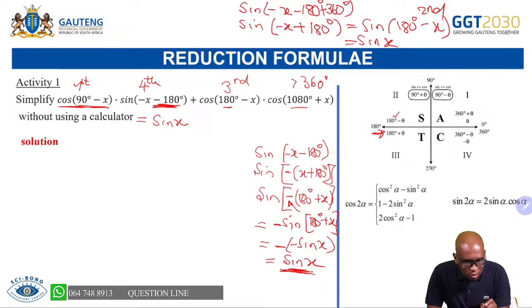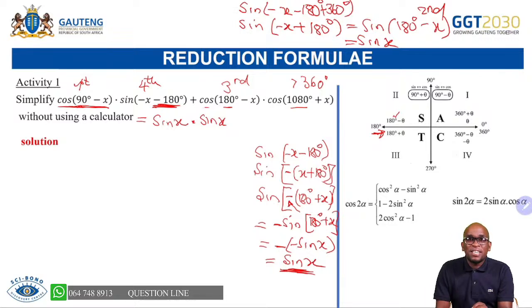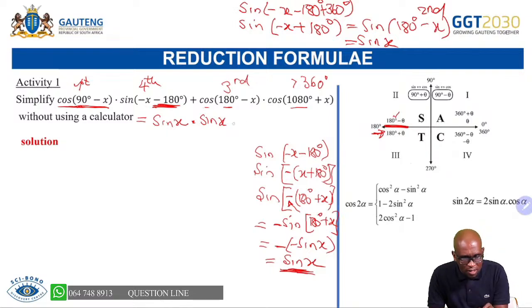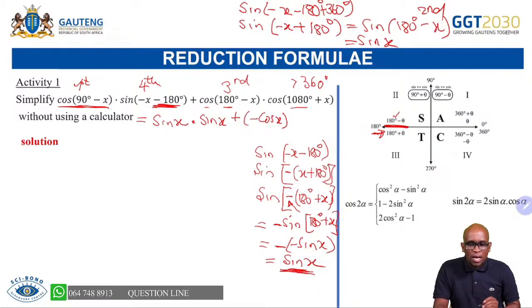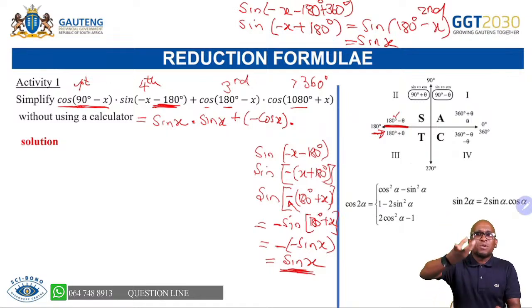So now let's look at that. We said this would also be positive sine x. Now, if we look at the cosine of 180 minus x, it is in the second quadrant and the cosine is negative in the second quadrant. So this is plus negative the cosine of x. And then now we are looking at a multiple angle. We have 1080. Because it's multiple rotation, you can subtract 360 until you get an angle that is less than 360.